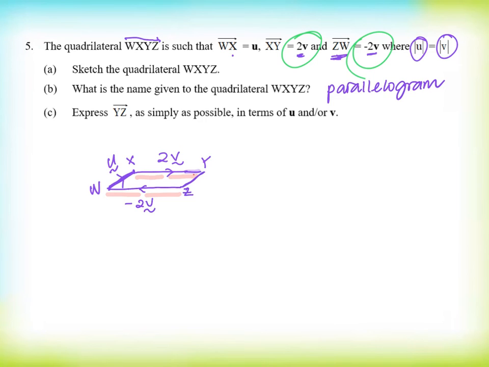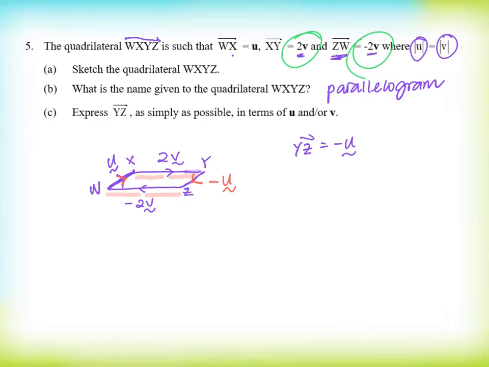Express YZ as simply as possible in terms of U and V. Now Y to Z is going in this direction, and comparing to this, we will have the opposite direction, negative U for the answer. So therefore YZ is simply negative U.